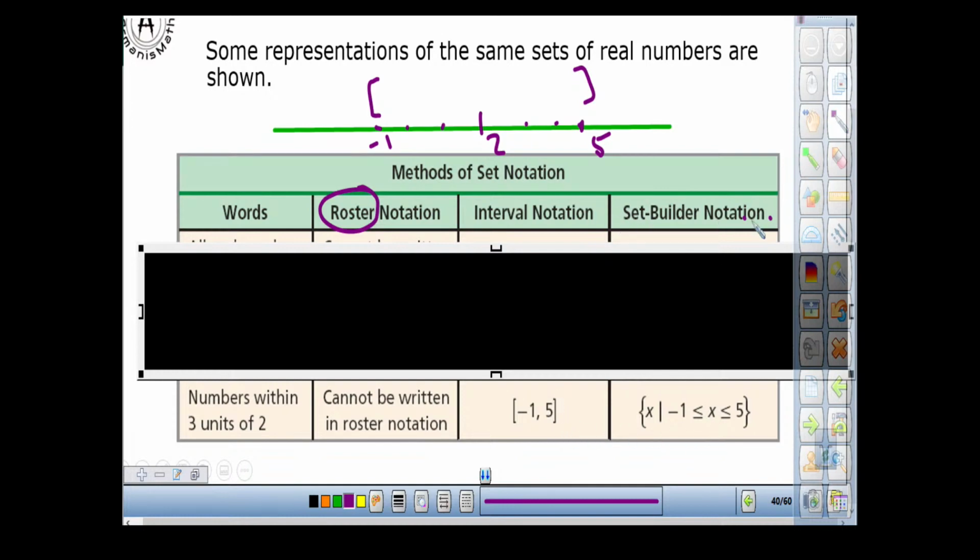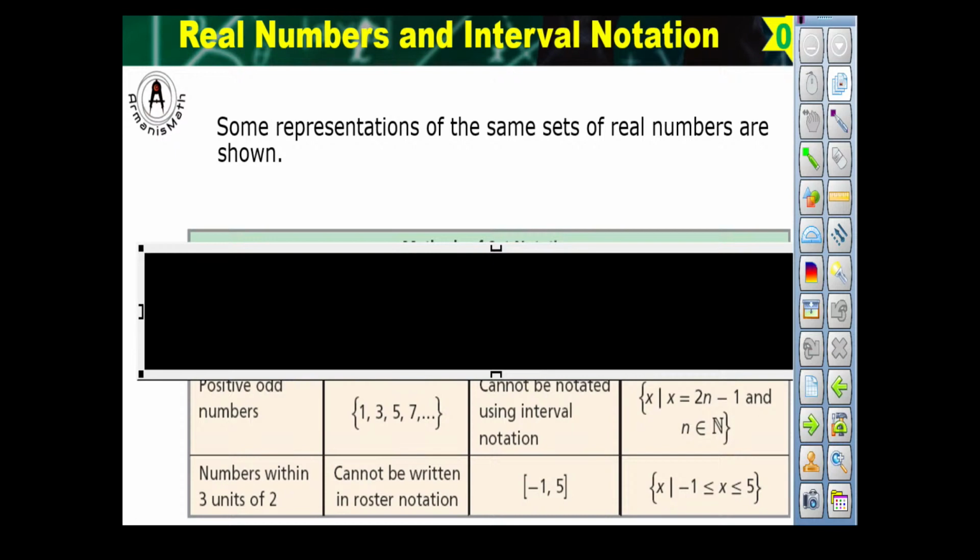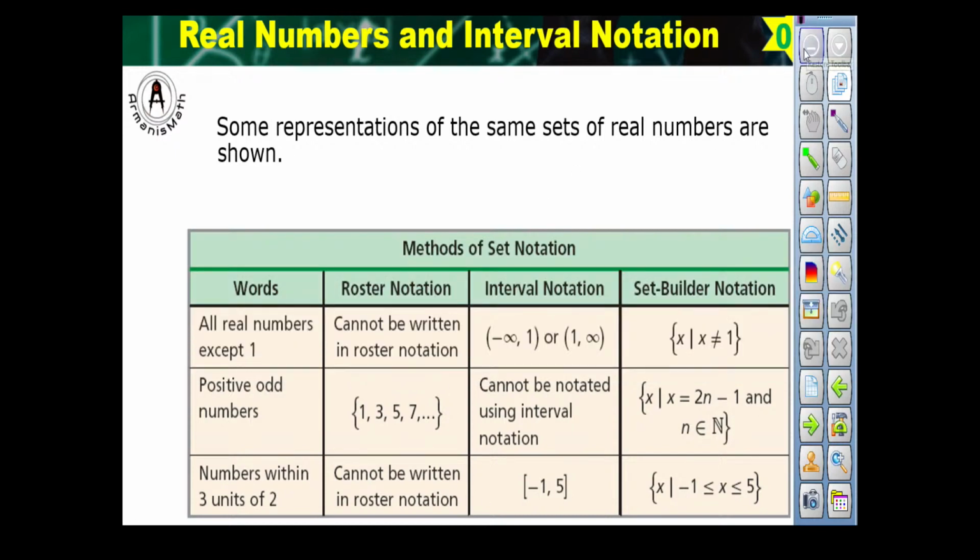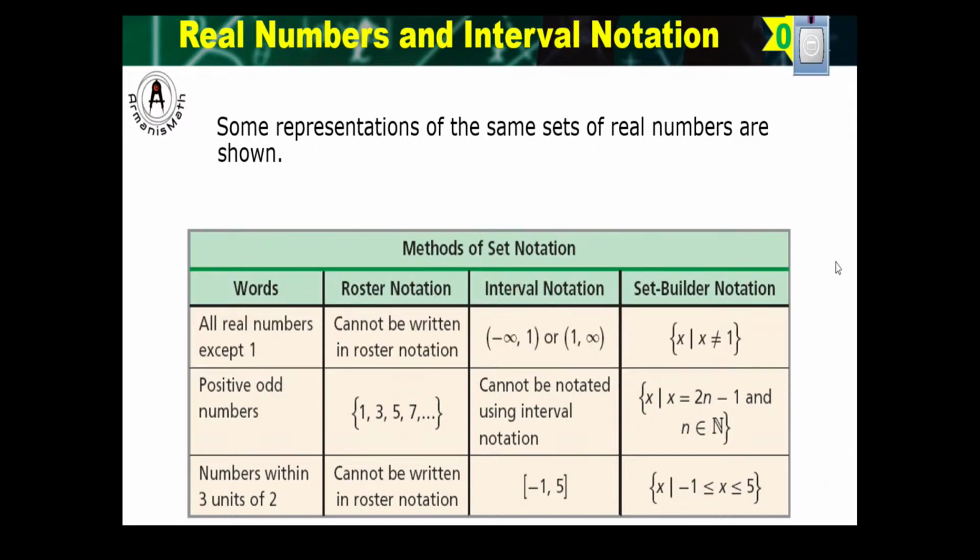You also could use set builder notation for this one: x such that x is greater than or equal to -1 and less than or equal to 5. So these are a couple of things that you could use for these different presentations. What we're trying to see from this particular slide is that things would not really work all the time. It just depends on the case and the scenario. Some would make sense, others would not.